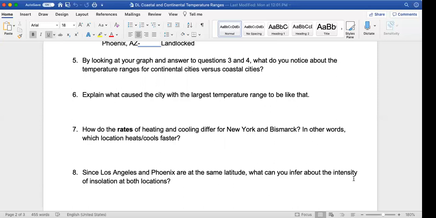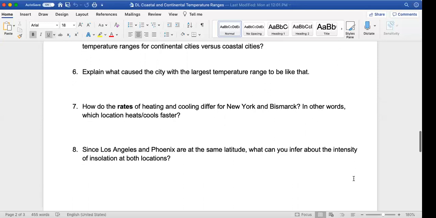Okay, so for number 7, how do the rates of heating and cooling differ for New York and Bismarck? So rate means speed. So what you'll notice on your graph once you plot it, if you haven't already, is that Bismarck is going to start down by around the 10 °F mark, but then jump up. I'm just looking up at my graph on the side here. It's going to jump up into the mid-50s by May, and so it's a much steeper slope.